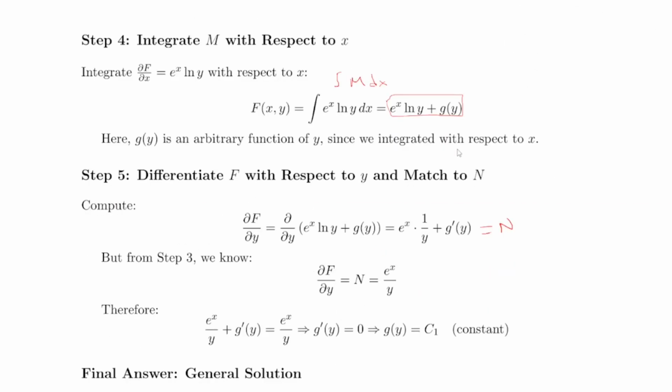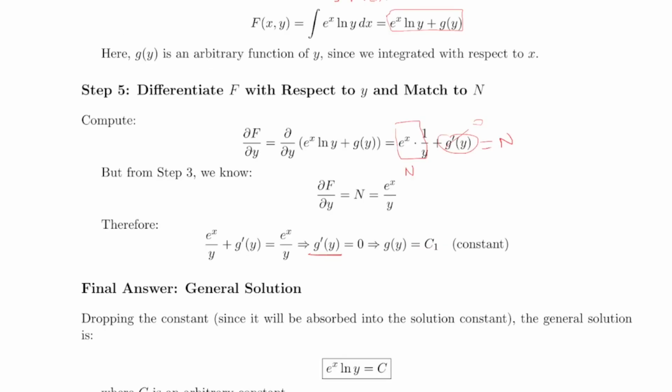And note that we get e to the x over y because N does not have anything else. This part right here is N. So we don't need anything extra. So this will just be 0. This is gone. That means that g prime of y is 0, which means g of y is just a constant.